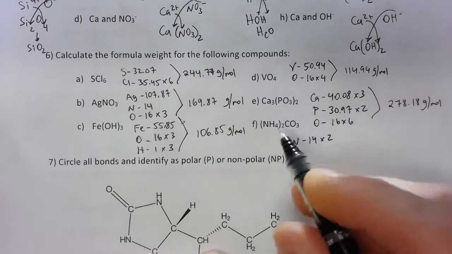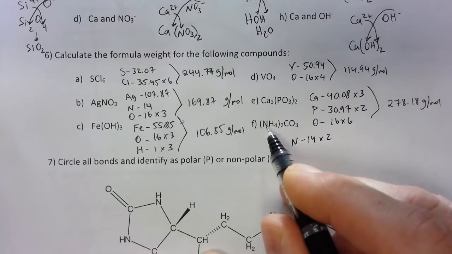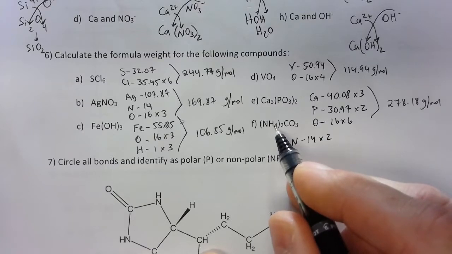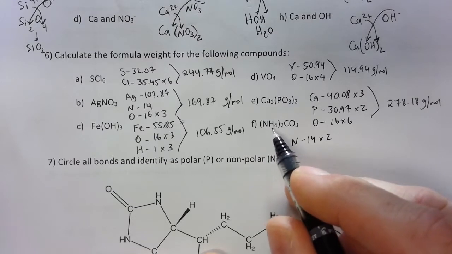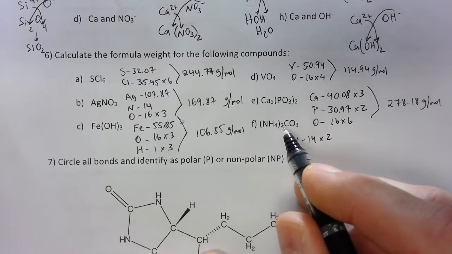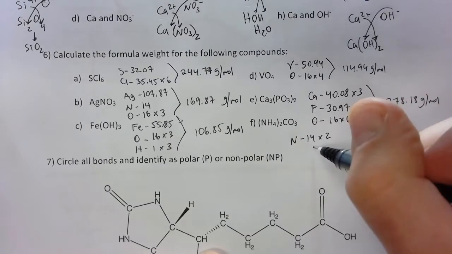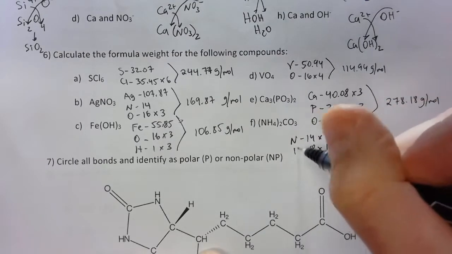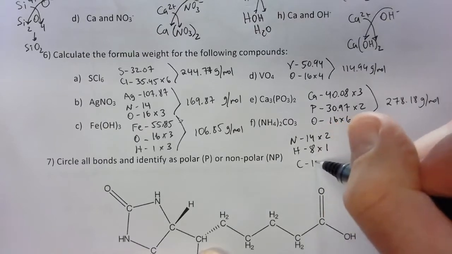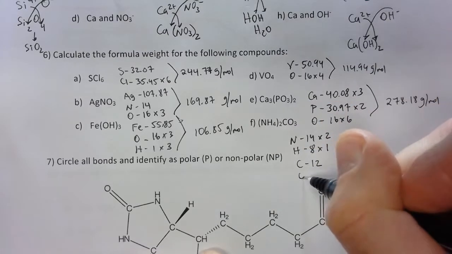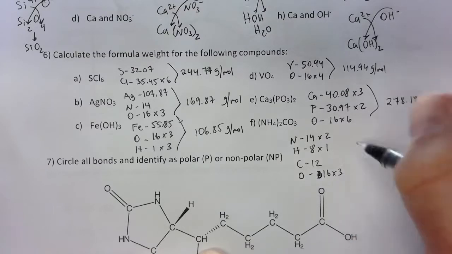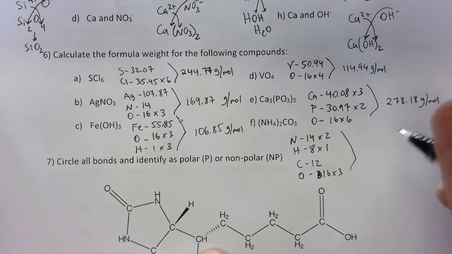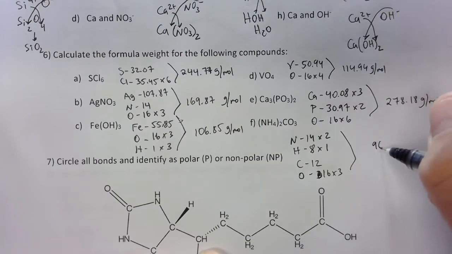On this one here, we have nitrogens, 14. There are 2 of them. Need to distribute that 2 to this N. There are 4 hydrogens in this ammonium polyatomic ion, but there are 2 ammoniums, so I need to distribute the 2 to the 4. So there's 8 hydrogens. Carbon comes in at 12. There's 1 carbon, and then there are 3 oxygens. And then I add all this up together, should get about 96 grams per mole.